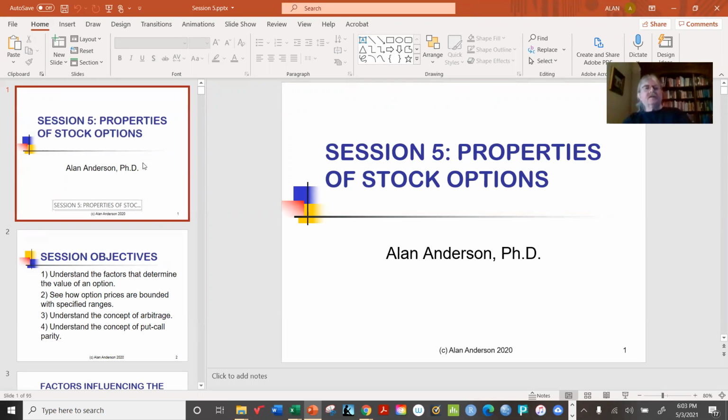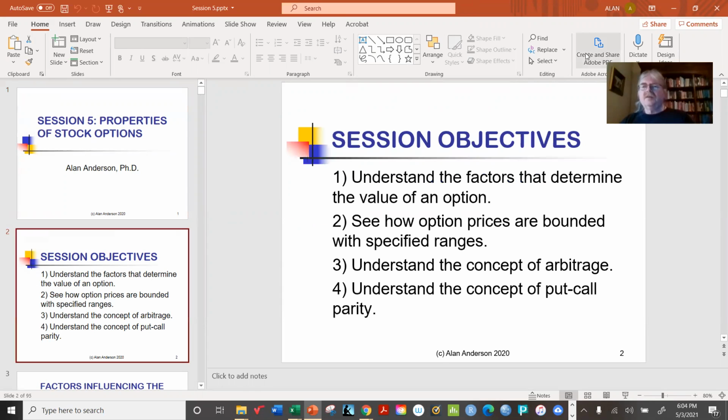All right, so this section is entitled Properties of Stock Options. And so we're going to be looking at several important concepts with regard to options. In particular, the factors that determine the value of an option. We're going to look at some theoretical discussion about the range of possible prices an option can have. We're going to be introduced to a very important concept called arbitrage. And we'll be looking at put call parity. Now some of these we may have touched on before, but we'll be looking at them in a little bit more detail tonight.